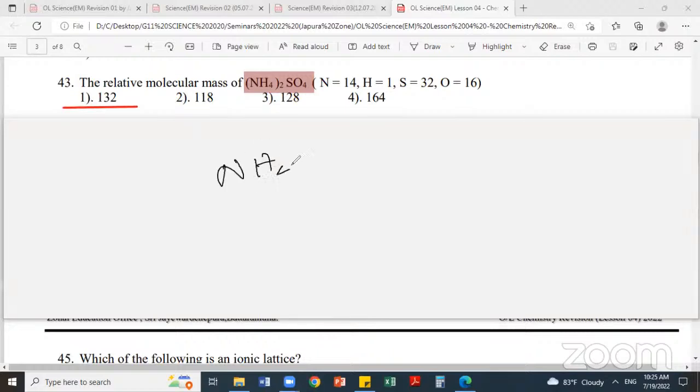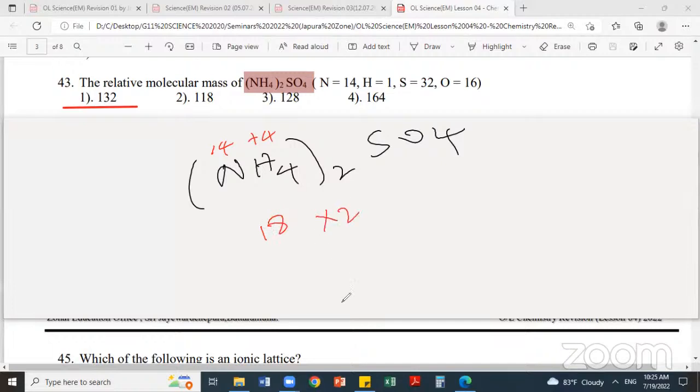First you have to get the total inside the bracket. Then I'll give you a method to do it. Now nitrogen is 14. Hydrogen is 4. Then the total will be 18. So then it will be 18 into 2. 18 times 2. Plus sulfur 32.